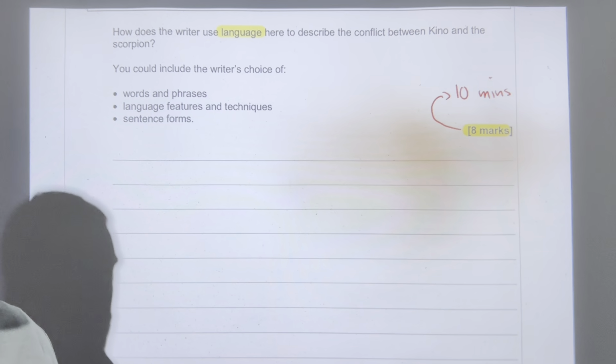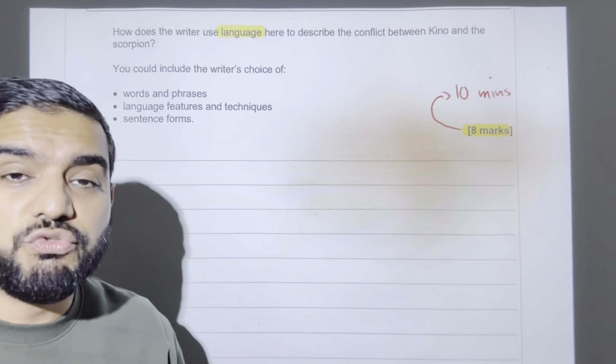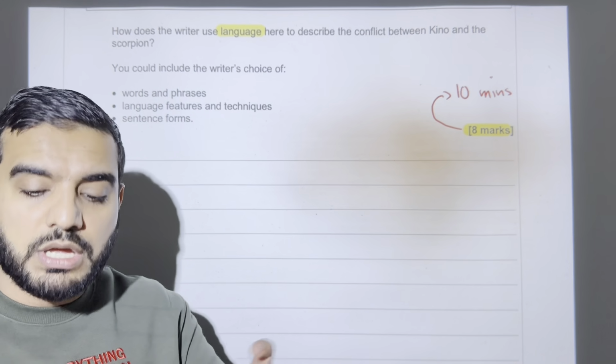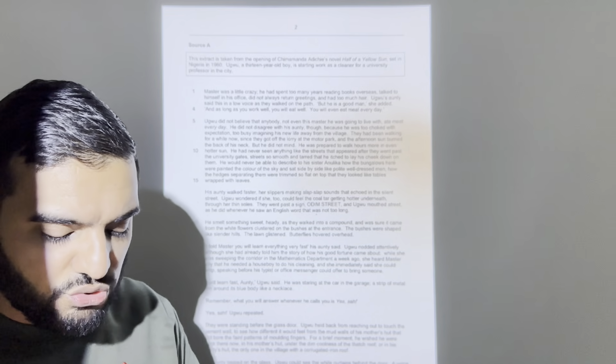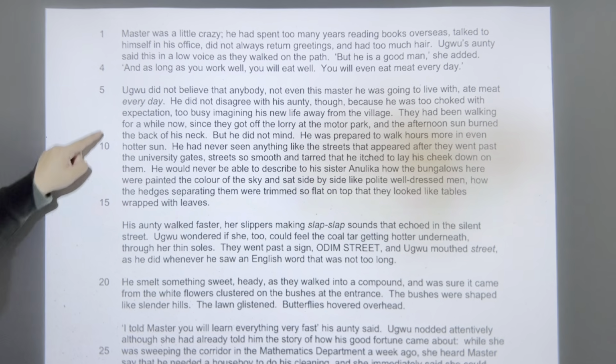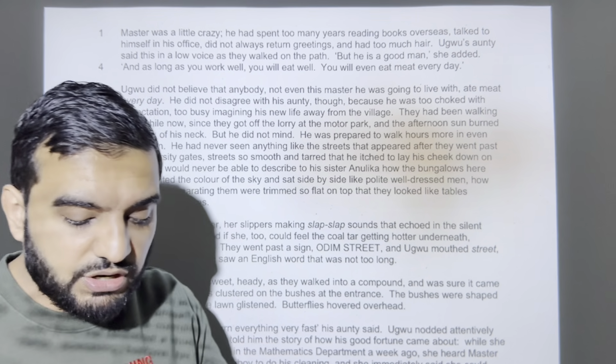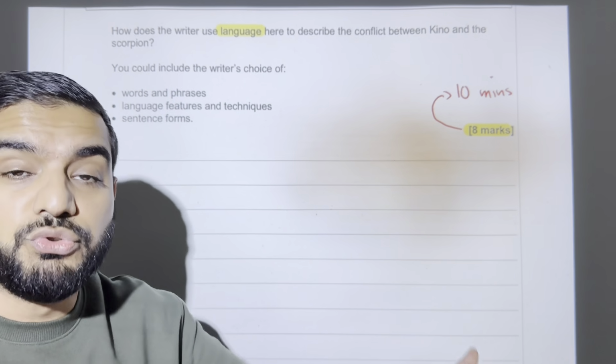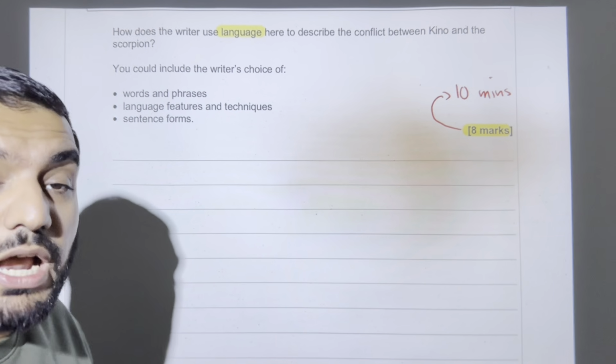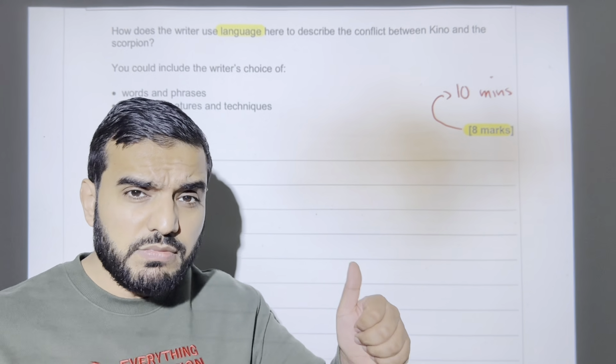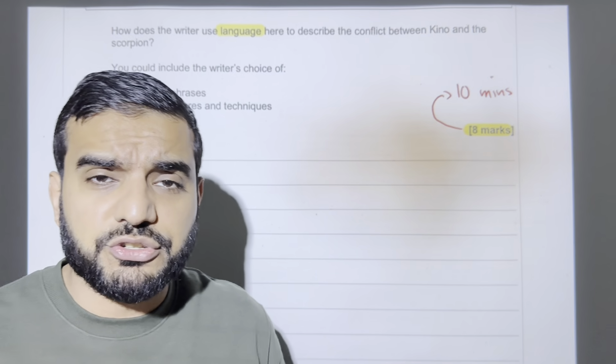And in 10 minutes, you're looking to write 2 paragraphs where you're reading the extract. So they're going to give you a part of the extract. So they might say to you, look at lines 5 to line 15. How does the writer use language to do so and so? And you write 2 paragraphs to answer this question. That's question 1 done, and that's question 2 done.